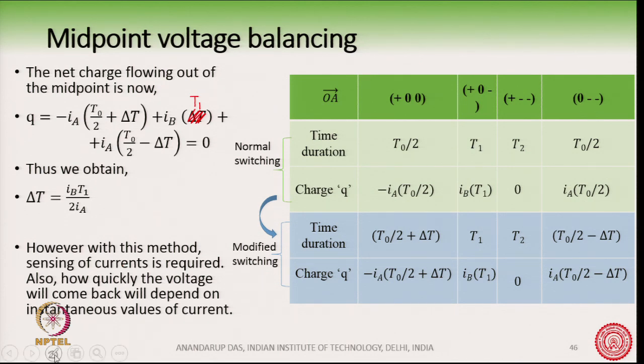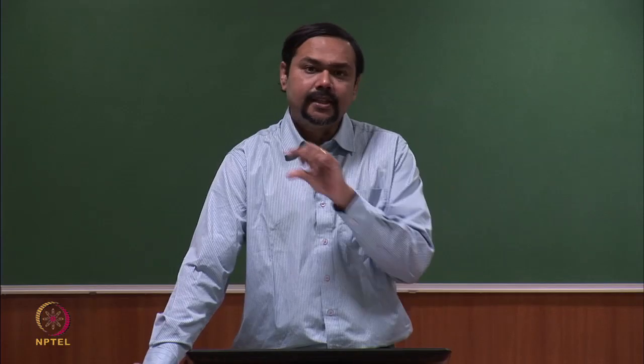However, although this is an attractive strategy, the problem with this technique is we have to sense the currents. We have to always know what are the Ib and Ia values. This is not a very big challenge, because in any case for the converter we always sense the output currents Ia, Ib, Ic.